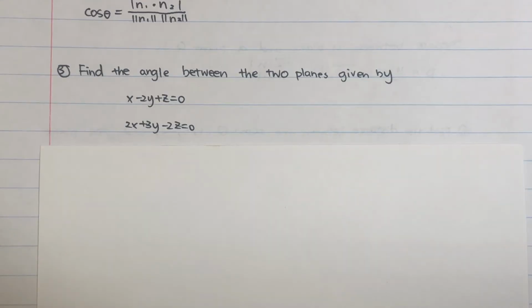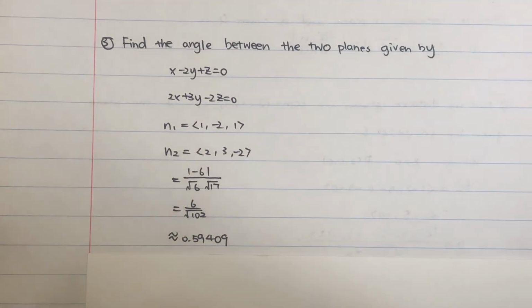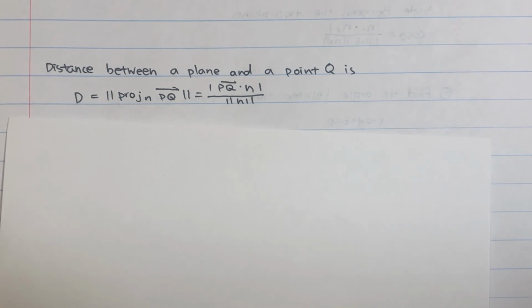Here is another equation that we need to use when we need to find the angle between two planes. Example 3. We need to find the angle between the two planes given by x minus 2y plus z equals to 0, and then 2x plus 3y minus 2z equals to 0. We need to let n1 equal to the first plane's normal and n2 equal to the second plane's normal. We then plug n1 and n2 into the above equation, and we get the number is roughly equal to 0.59409.